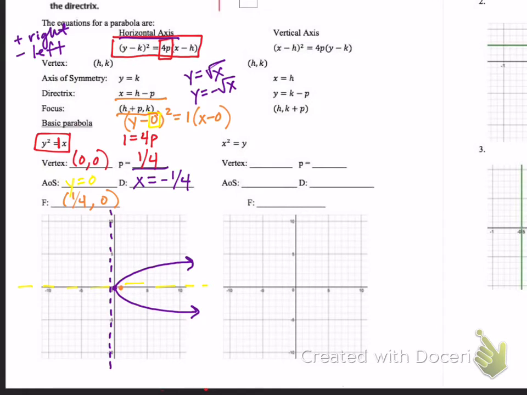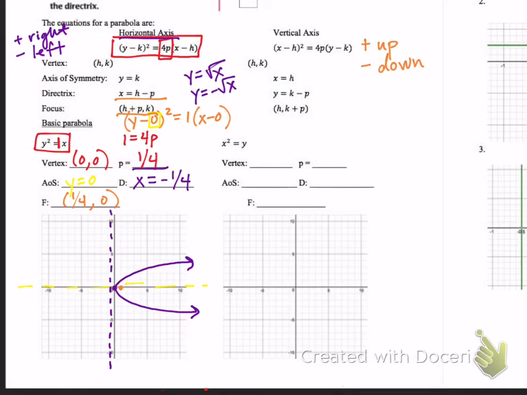If we have a vertical axis, it's the same thing. So we have an x squared, and that's going to point up or down. If you have a positive x squared, it's going to be opening up. A negative x squared is going to be opening down. Wait, I have a question. Yes. Why isn't the focus (0, negative 1/4)? Because it's on the x-axis. So you go to the right 1/4, and then you go up or down 0.